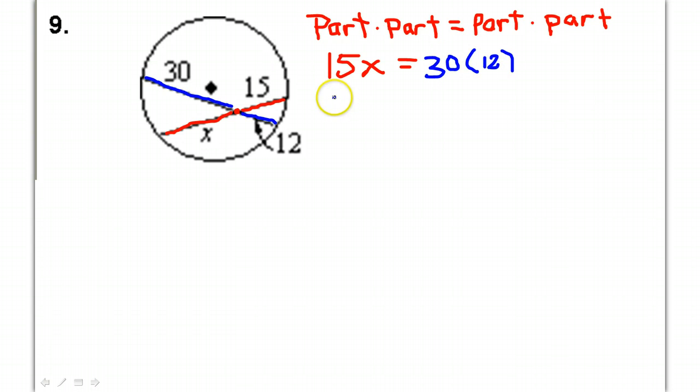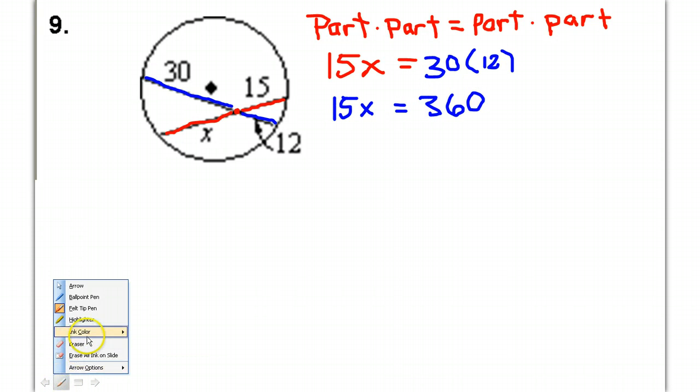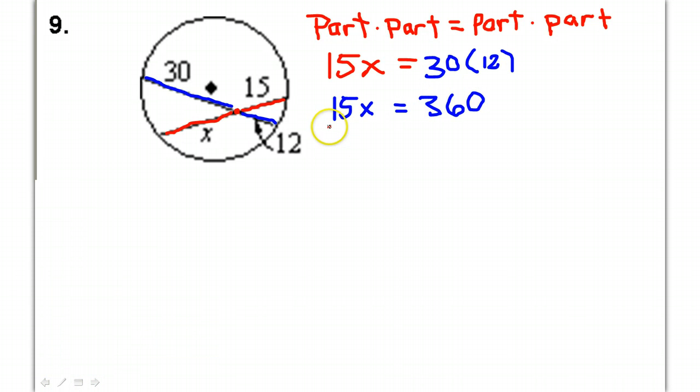So 15x equals 360. Of course, now what are we going to do? Hopefully you said we are going to divide both sides by 15 to get x by itself. Okay, so that's going to leave us with x equals 24. And that is the answer.